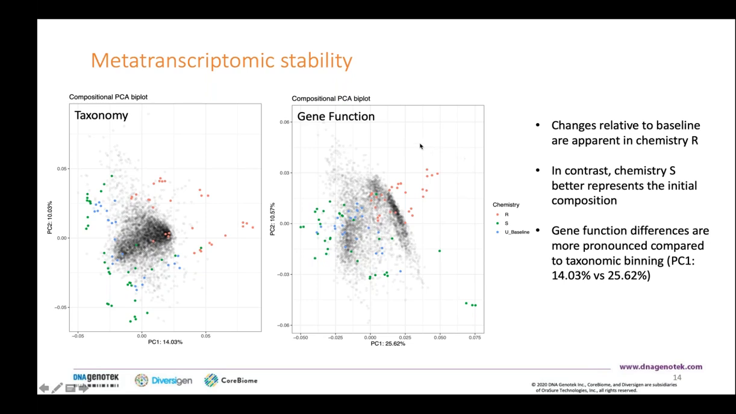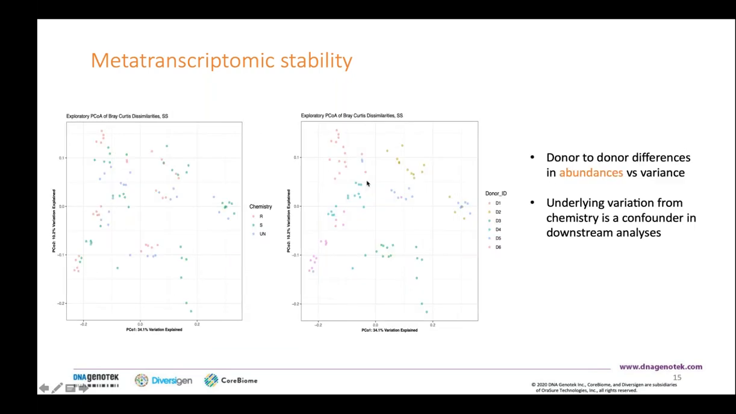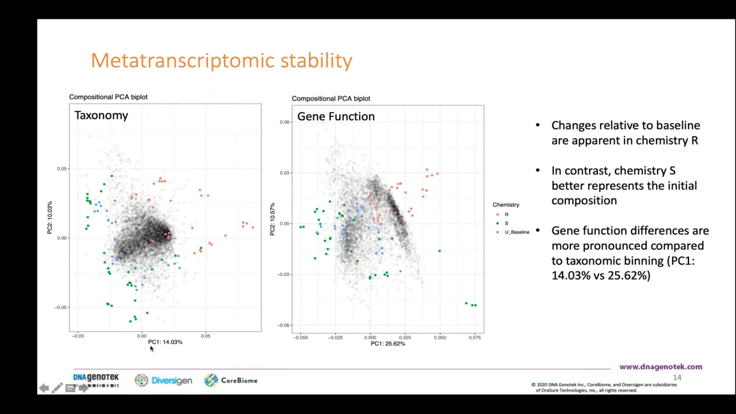This is even more pronounced in gene function composition. So here again, the green chemistry is overlapping with baseline, while red is differential. But if we look at the loadings in the background, so these are the gene functions contributing to those changes on the plot, you can clearly see these associated gene functions that are driving those differences away from the other two comparisons. And that's also apparent in the first principal component, where we have more explanatory power by showing that the gene functions are different.